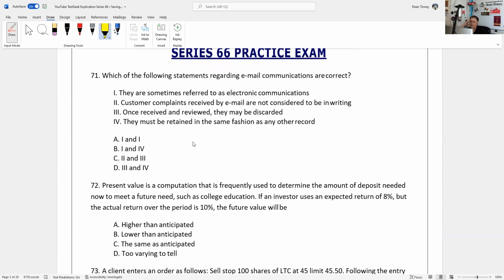Which of the following statements regarding email communications are correct? Over and over again, state administrators said they make no distinction between an electronic communication and a snail mail, dead tree version of communication. They're sometimes referred to as electronic communication. Customer complaints by email are not considered to be in writing? No, that's absolutely not true. Once received and reviewed, they may be discarded? And yeah, one in four.